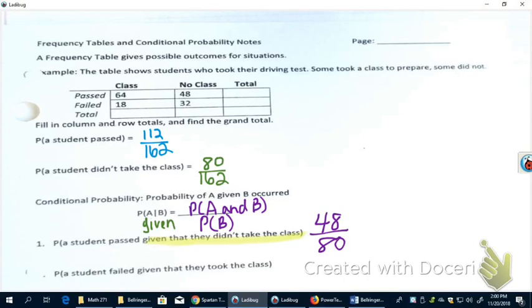Okay, so the next question says, a student failed given that they took the class. Okay? We're looking at the given that again, given that they took the class. So that means I'm only looking at the class. So that means I'm not looking at any of that. Okay? So failed would be 18. And then the total is the total that was right here, 82. So the totals will change depending on what column or what row you're looking at.